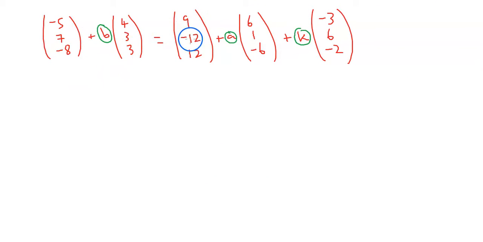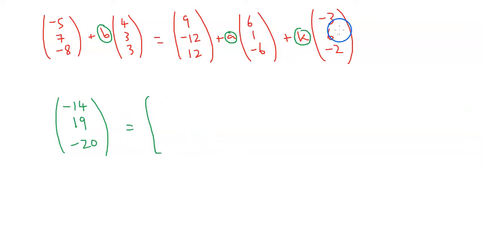Let's transfer this 9, negative 12, 12 vector over here first by subtracting it from both sides. So we get negative 5 minus 9 is negative 14. 7 minus negative 12 is positive 19. And negative 8 minus 12 is negative 20. Equals. And then let's write everything as a matrix over here.